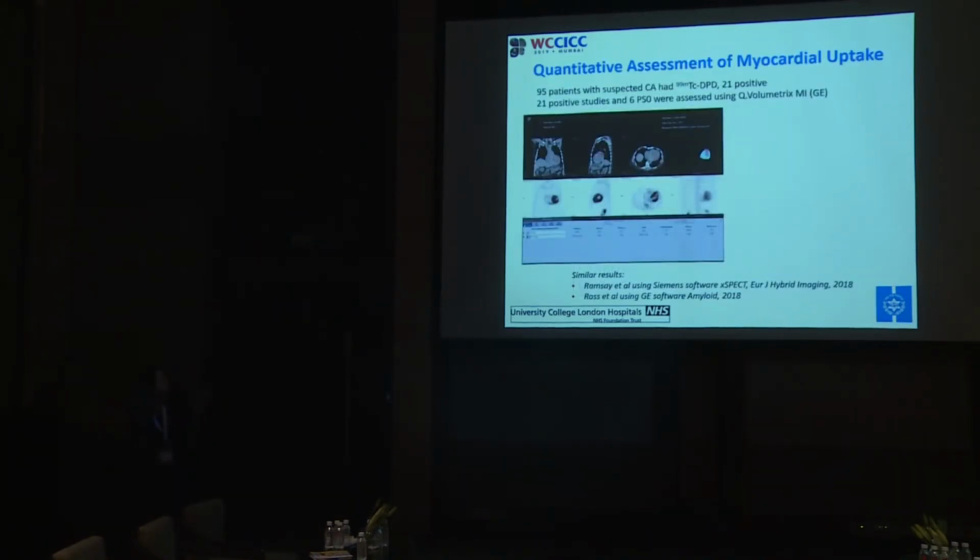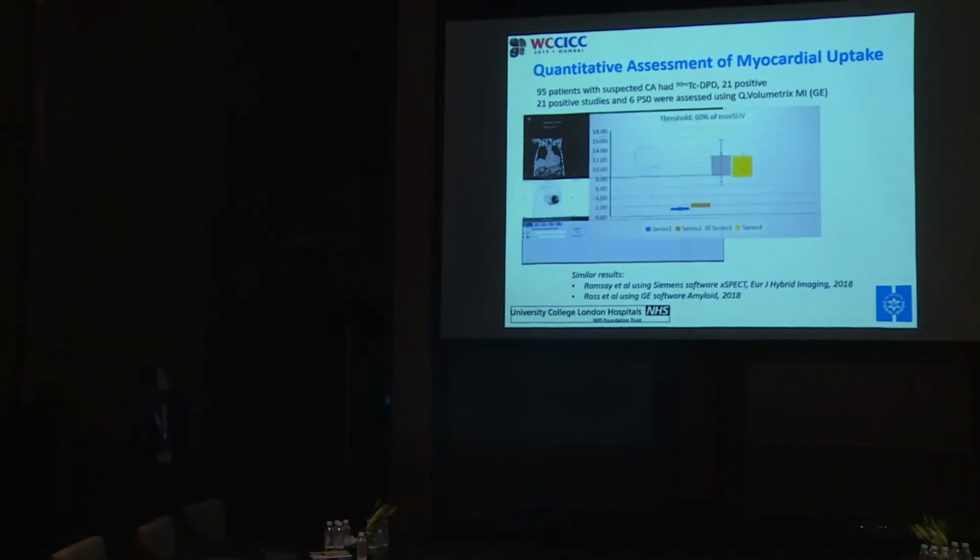Quantitative assessment is also possible, and there are quantitative packages of the companies GE and Siemens where you can actually get the SUV. We also have validated this method, and we get a very good separation between Perugini scores 2 and 3 and 0 and 1. Here the separation is less good, perhaps because we didn't have enough patients with Perugini score 1, and this needs to be further assessed.